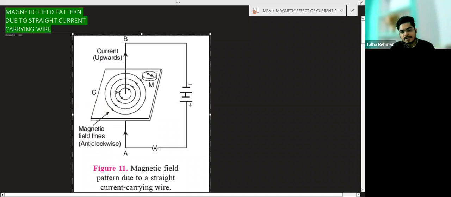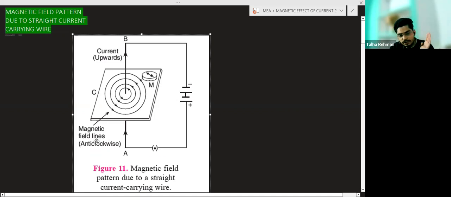And you can plot these concentric circles with the help of a compass, but I am not going into that. Basically you should know the magnetic field lines around a wire due to the current, or you can say due to the current carrying wire, will be circular. So these are the magnetic field lines.